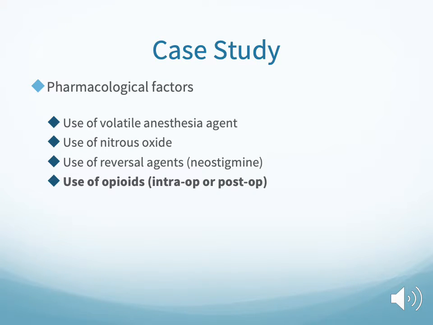Pharmacological factors that increase post-op nausea and vomiting include the use of volatile anesthetics, the use of nitrous oxide, reversal agents such as neostigmine, and the use of opioids, whether it's intra-op or post-op. General anesthesia can increase PONV by 11-fold. Volatile agents were avoided and a TIVA was performed. No reversals were required, so neostigmine was avoided, as well as the emetic effect from neostigmine.